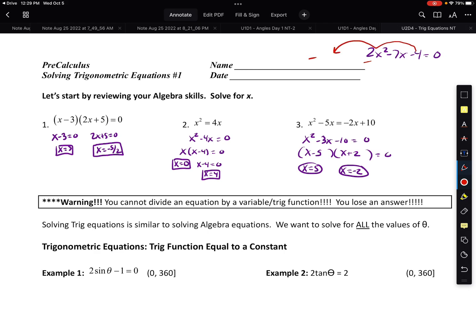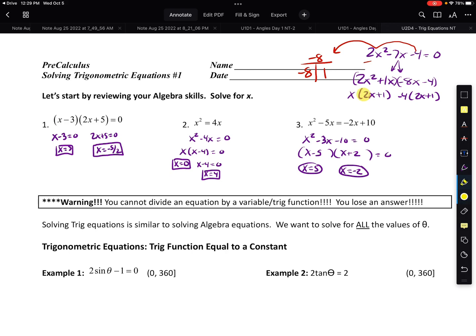2 times negative 4 is negative 8. And the question is, what factors of negative 8 add to negative 7? Negative 8 and positive 1. So this is where we actually do separate that negative 7x. 2x squared plus 1x minus 8x minus 4. We group the front, we group the back. GCF an x leaves us with 2x plus 1. GCF a negative 4 leaves us with 2x plus 1.